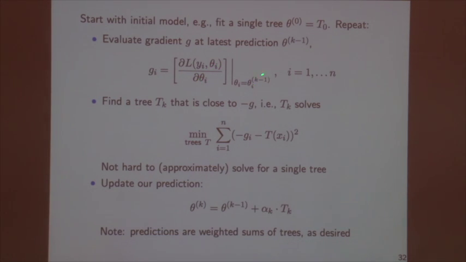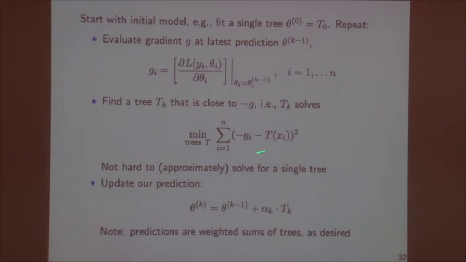And you evaluate that gradient in your latest prediction, and then you will find the tree, and the next tree that you will add is the tree tk that is closest to the negative gradient. So you want to solve this auxiliary minimization problem: you're minimizing over all the possible trees, and you're picking the one that is most aligned to the negative gradient. Okay? So it's sort of a gradient descent procedure. We are trying to figure out what the gradient is, and we're trying to move in that direction.